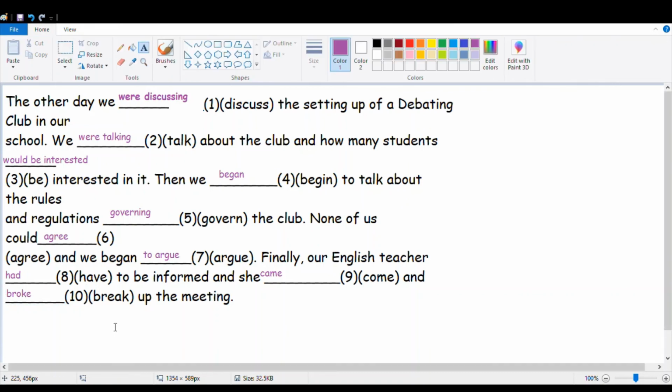Okay, and let's read through it one more time, make sure it all makes sense. The other day we were discussing the setting up of a debating club in our school. We were talking about the club and how many students would be interested in it. Then we began to talk about the rules and regulations governing the club. None of us could agree, and we began to argue. Finally, our English teacher had to be informed, and she came and broke up the meeting.